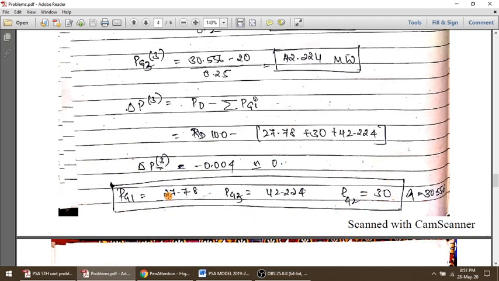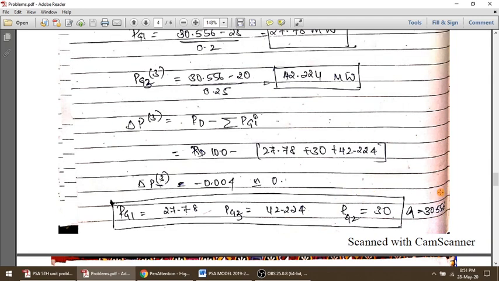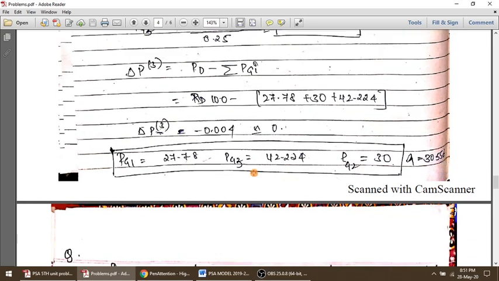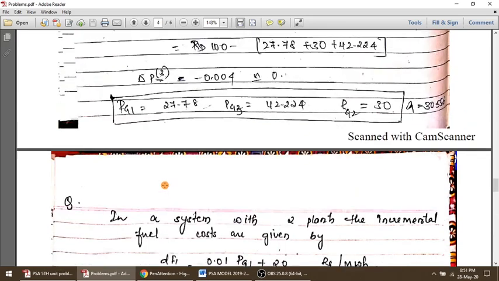Coming to these, according to the Kuhn-Tucker condition, these two values will have the same incremental fuel cost, but the unit which has violated its limit will have an incremental fuel cost greater than this value. If you calculate, you will get greater than this value. But these two units will have 30.556 as their incremental fuel cost.